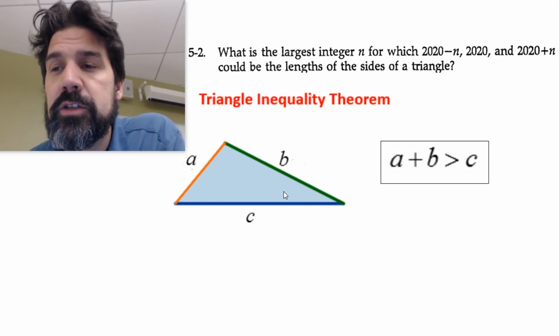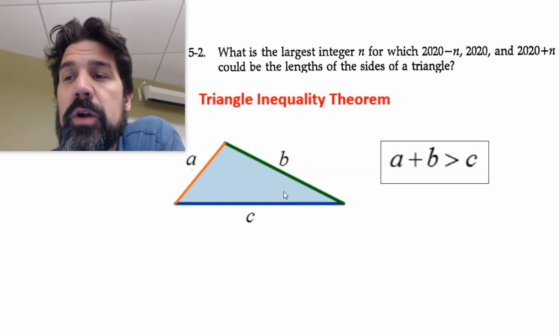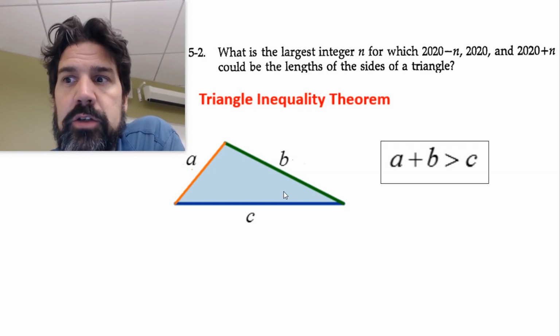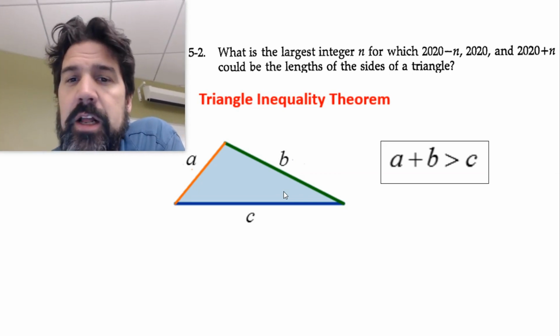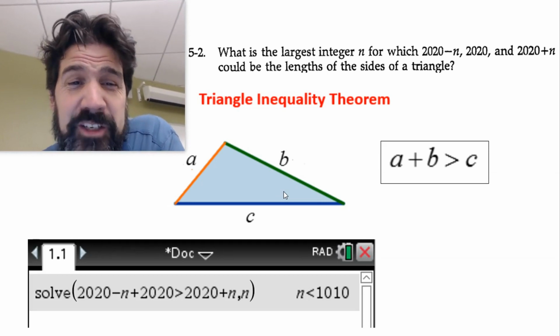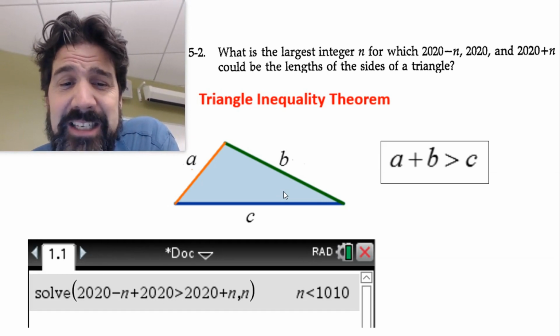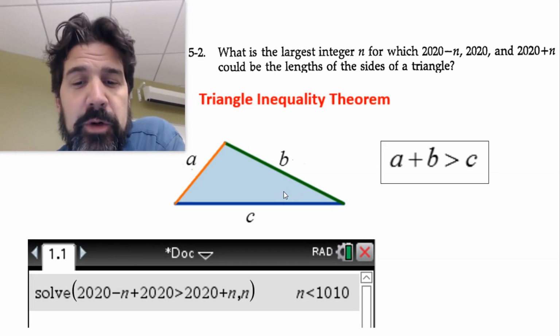So clearly 2020 plus n, since we want n to be the largest integer, is going to be the largest side, because we want n to be a large positive integer, so that's going to be the longest side. So you can plug this into your calculator. Look at that! You can use the solve feature with inequalities. It's amazing. So you do 2020 minus n plus 2020. That has to be greater than 2020 plus n.